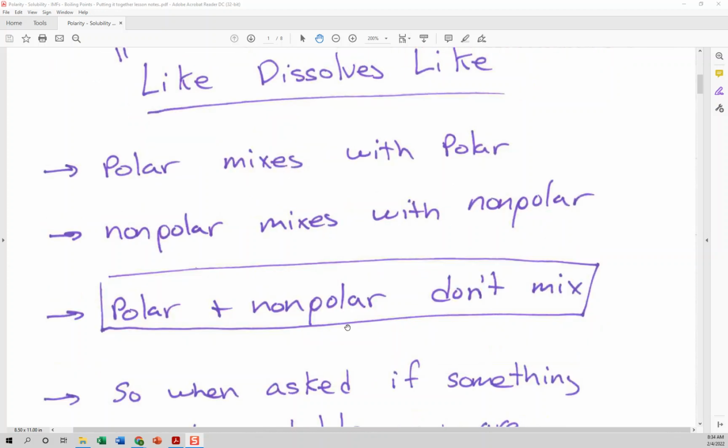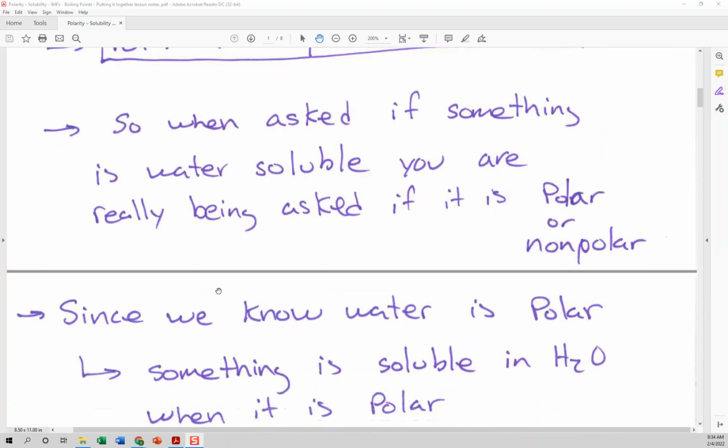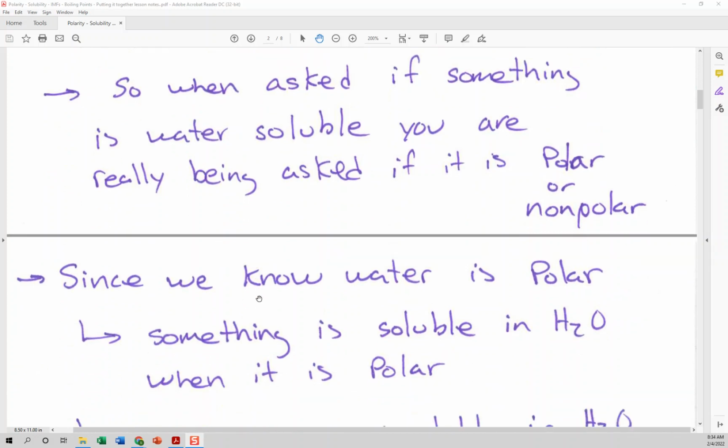All right, so if you reframe the question, right? When we're asked if something is water soluble, we're really being asked, is this polar or nonpolar? If it's polar, then we would expect it to be water soluble, and if it's nonpolar, it wouldn't be expected to be water soluble because we know water's polar, right? Since we know water is polar, something is soluble in water when it is also polar, right? Like dissolves like. Polar mixes with polar. Okay. So since we know water is polar, stuff that mixes with water should also be polar if we follow our rule. Right? Like dissolves like.